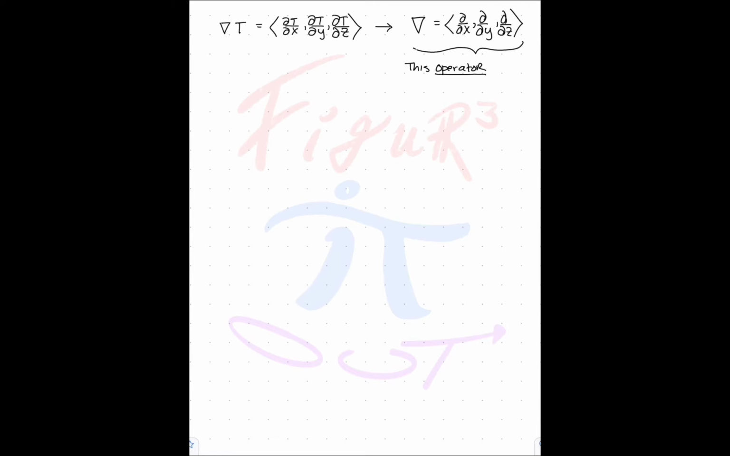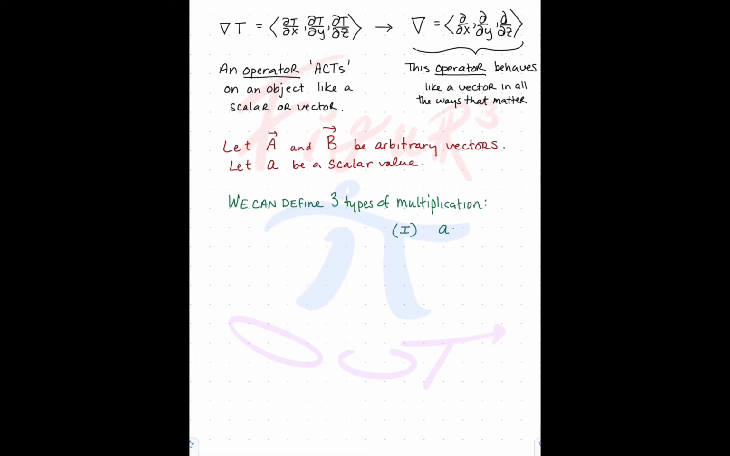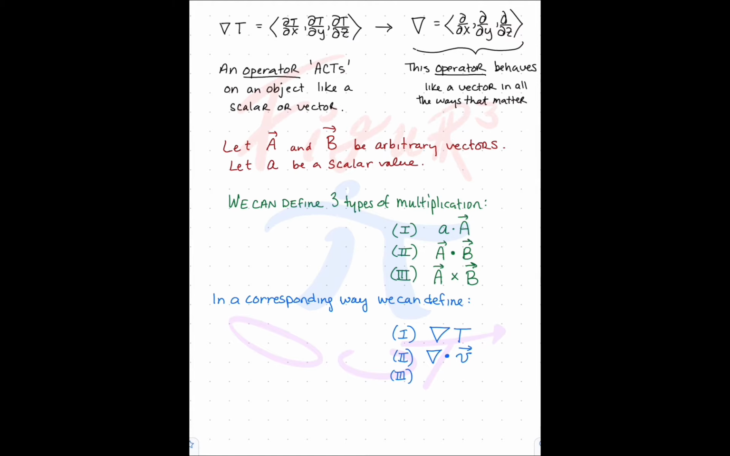So now we have this operator called del, or sometimes referred to as nabla. It's an upside down triangle, and it is the vector of partial derivatives. An operator acts on an object like a scalar or a vector. So consider two arbitrary vectors, a and b, and a scalar value, lowercase a. We can define three types of multiplication with vectors: scalar multiplication, dot product, and cross product. So similarly, we can investigate what those types of products would mean using this new del, or differential operator.